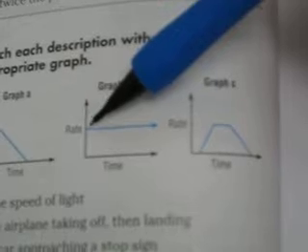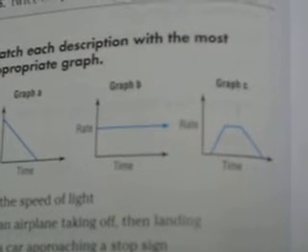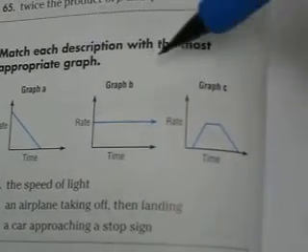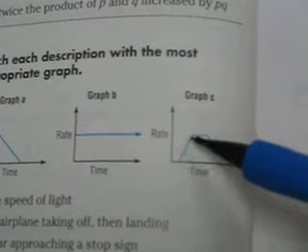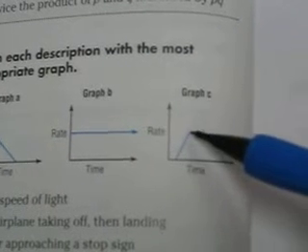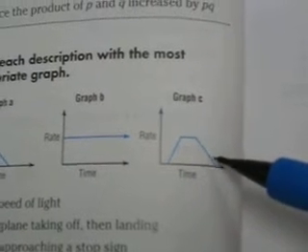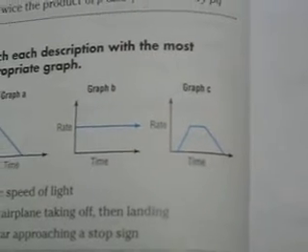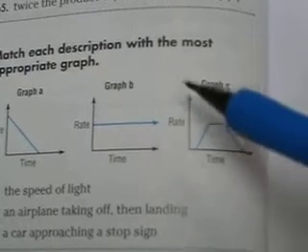Graph B, it says that our rate is the same all the way across, that we're traveling the same speed at every moment during a flight. Graph C, though, looks like we're speeding up because our rate is increasing. We get to a point where we're staying at a constant speed, and then we're slowing back down to a resting position at the end. So for number 67, our answer is going to be graph C.